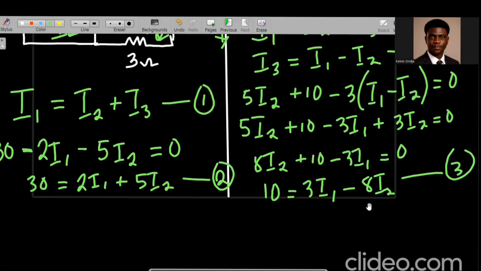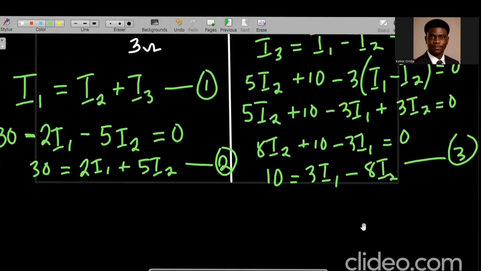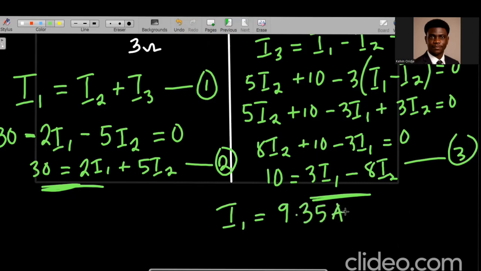So when we get to this point, we solve these two equations simultaneously, that is equation 2 and equation 3. You can solve using the substitution method, you can solve using the elimination method, or any method you prefer, and you're going to arrive at an answer. I1 is equal to 9.35 amps, and I2 is equal to 2.26 amps.